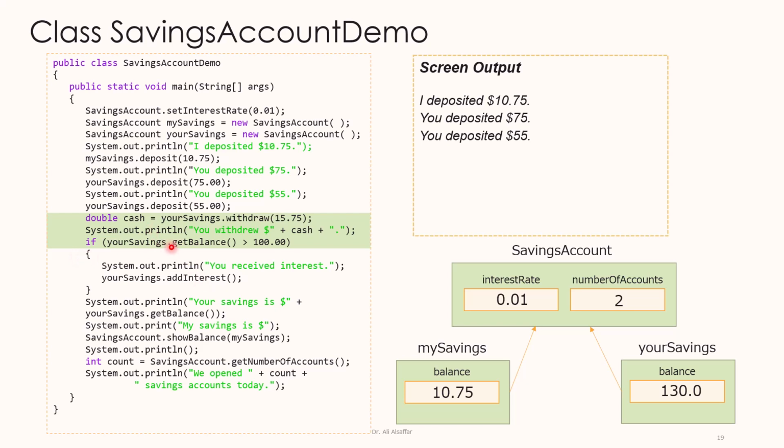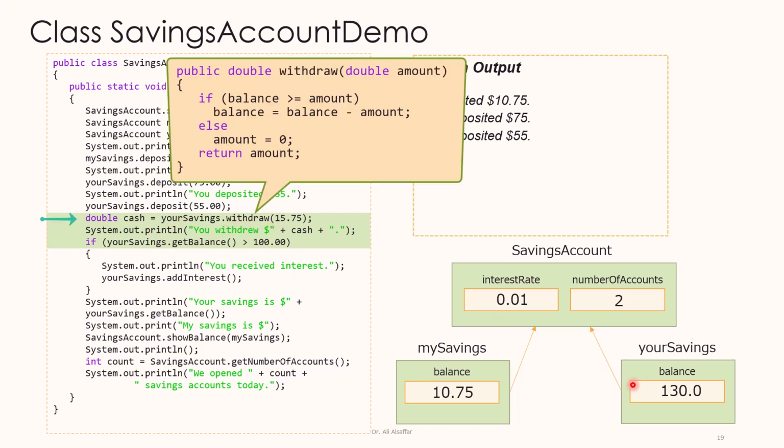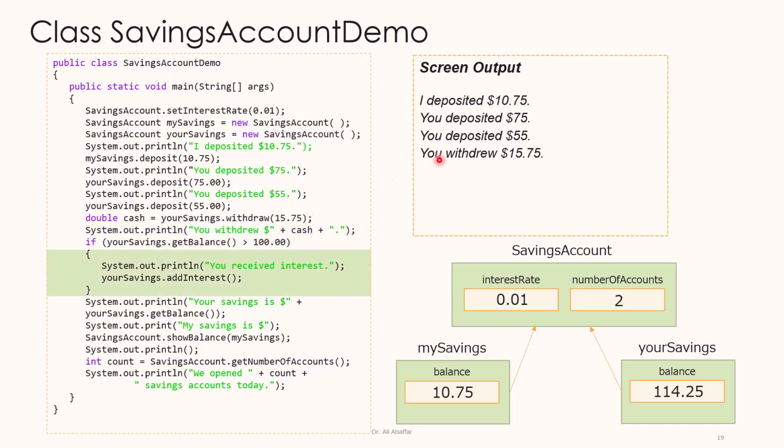In the next statements, we are calling the withdraw method for your savings. So it will withdraw 15.75 from the current balance, which is 130, and it will update your savings after this deduction. At the same time, the method will return the amount that has been deducted from the current balance, and it will be displayed on the screen. And this is what will happen. A message will be displayed: you withdraw 15.75. At the same time, the withdraw method for your savings will update balance by deducting 15.75 from the previous balance.